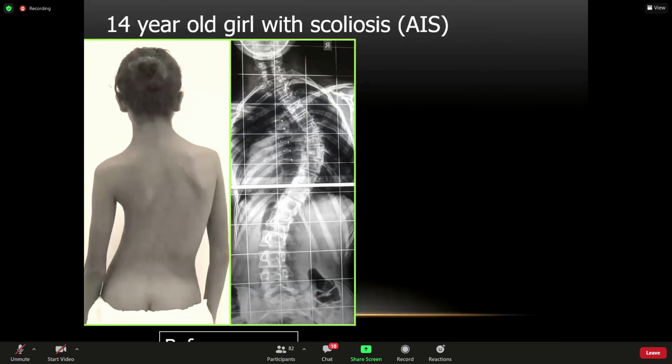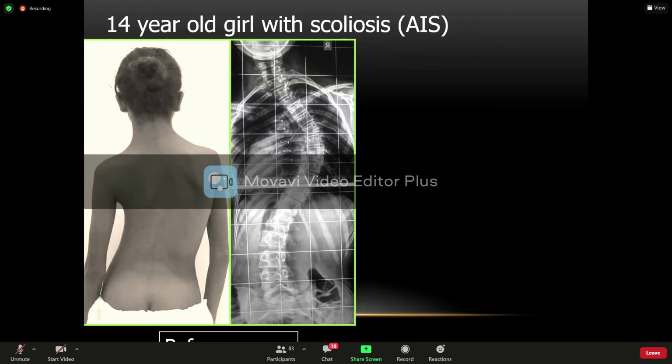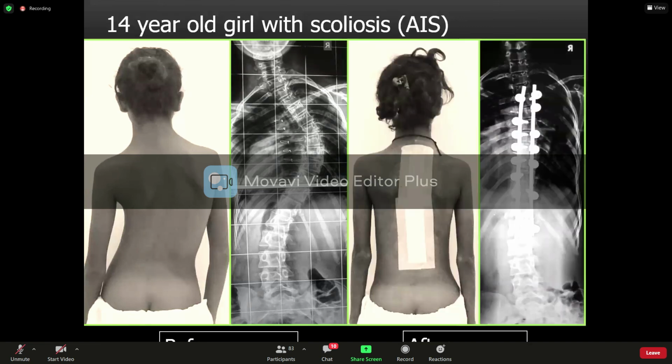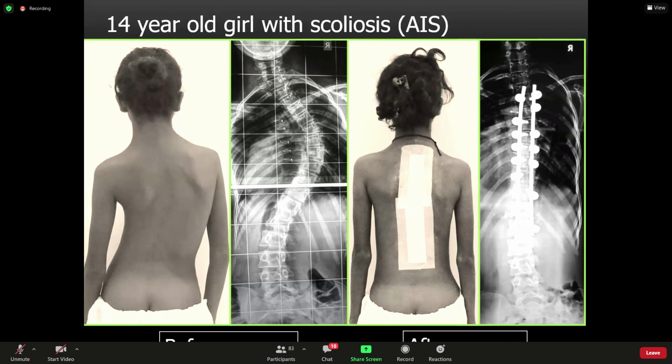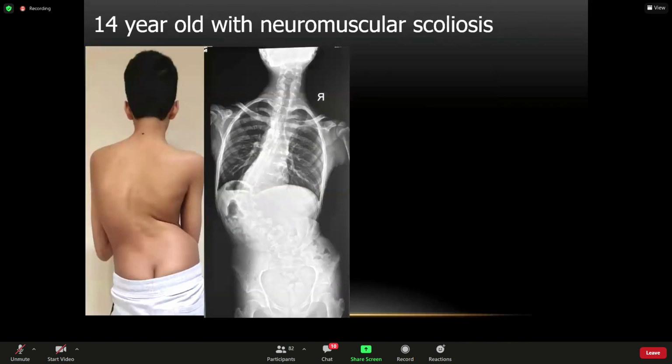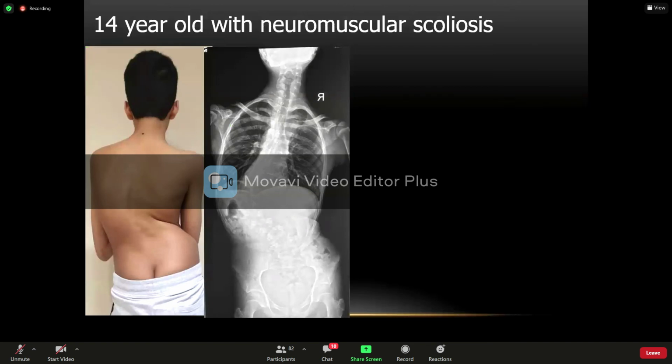This is a 14-year-old girl with a right thoracic scoliosis, very thin build. She's had a cardiac surgery in the past. You can see those sternal wires in front. And this is what she looks like after surgery. So she's straight, shoulders straight. These kids, once they wear their normal clothes, you can't make out anything at all except the scar in the back.